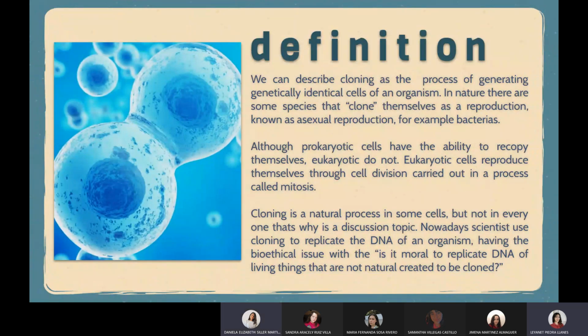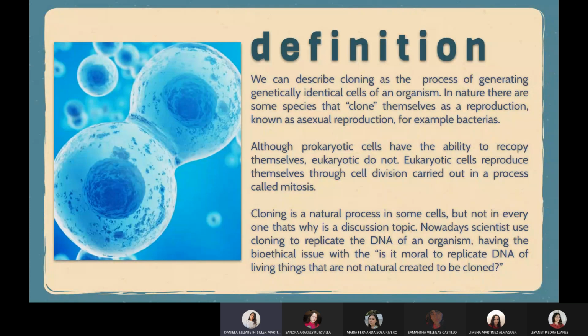Okay, so we can describe cloning as a process of generating genetically identical cells of an organism in nature. There are some species that clone themselves as reproduction, known as asexual reproduction, for example, bacteria. Although prokaryotic cells have the ability to copy themselves, eukaryotic cells do not. Eukaryotic cells reproduce through cell division carried out in a process called mitosis.